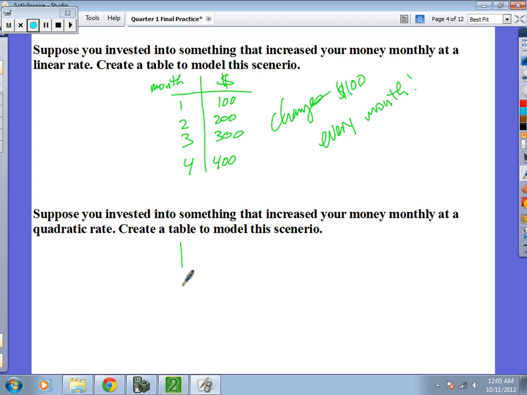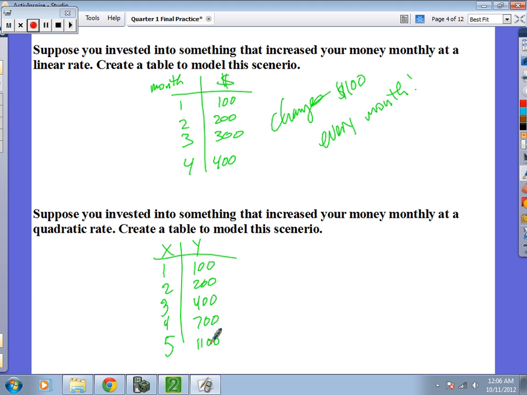Now if you're looking at a quadratic, maybe month 1 you have $100, maybe month 2 you have $200. So far the same. But now what happens in month 3, you're not gonna have 300 bucks, you're gonna have 400 bucks. Maybe at month 4, you're gonna have 700 bucks, and at month 5, let's see how much you're gonna have. Are you gonna have 1100 bucks?